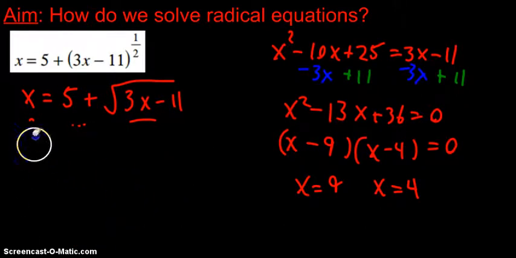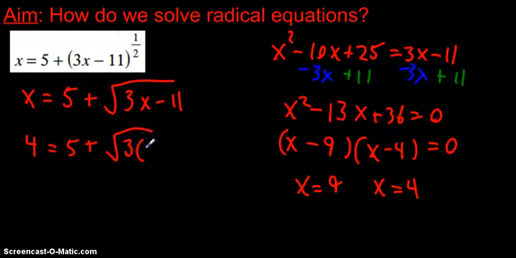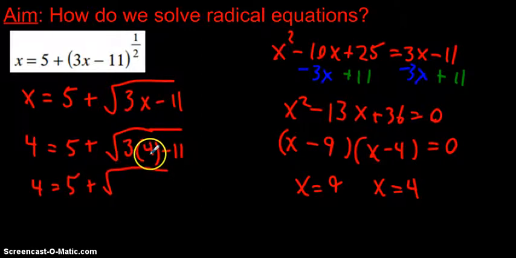Let's try that again. Oh, and I'm technically doing this incorrectly. I should really be doing substitution back here, but I would just put it back in the square root in order to do the check, so I'm just going to do it from here. So if x were equal to 4, we get 5 plus the square root of 3 times 4 minus 11. Let's see, that's 4 is equal to 5 plus the square root of 12 minus 11, which is the square root of 1.